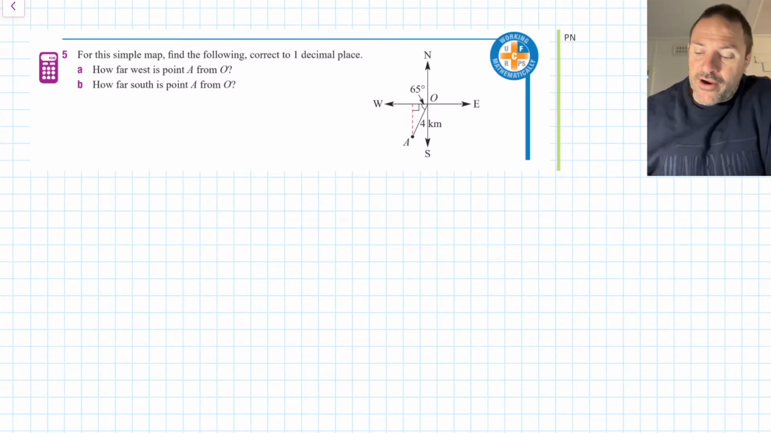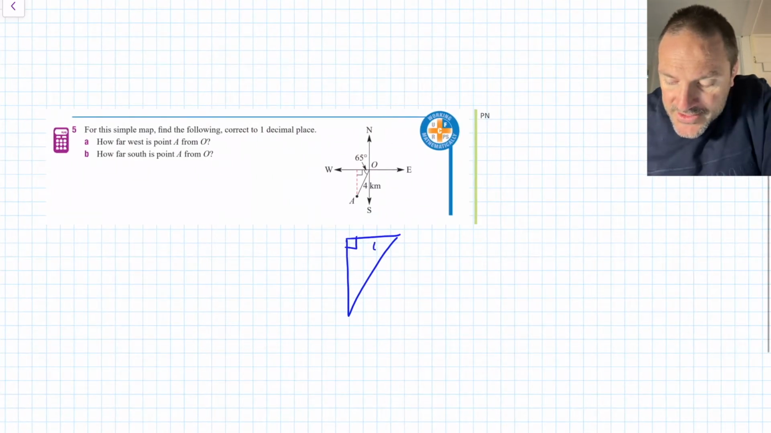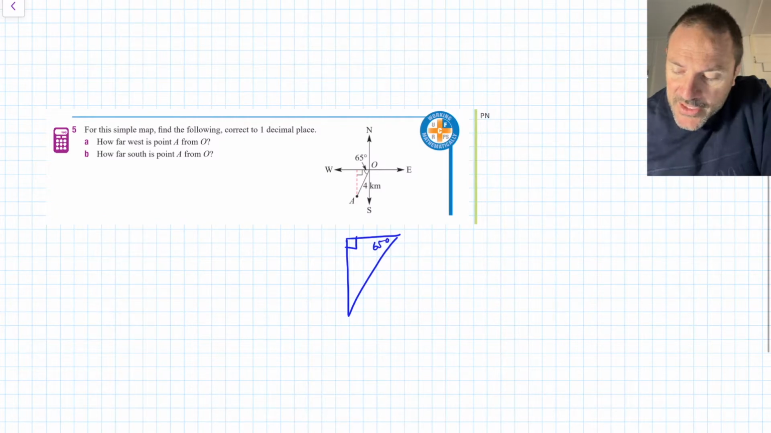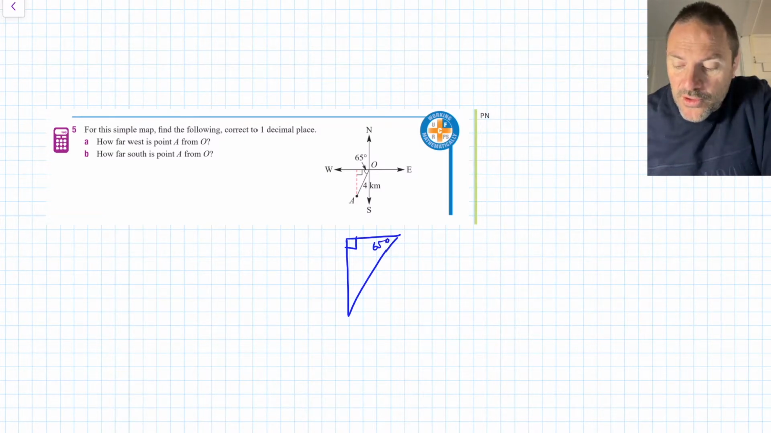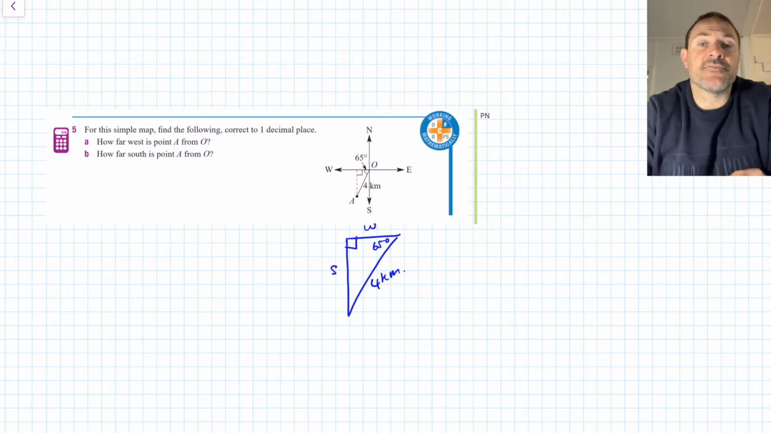We've just got a right angle triangle. Look at that. That's all we've got, a nice right angle triangle upside down. We've got 65 degrees sitting inside there. Okay, we're given that 4 kilometers, and they're asking us to find how far west is it, and then how far south is it. So they're asking us to find those different amounts.